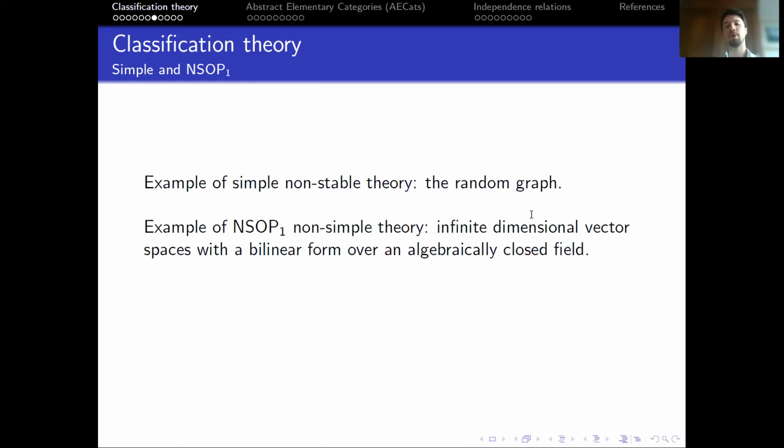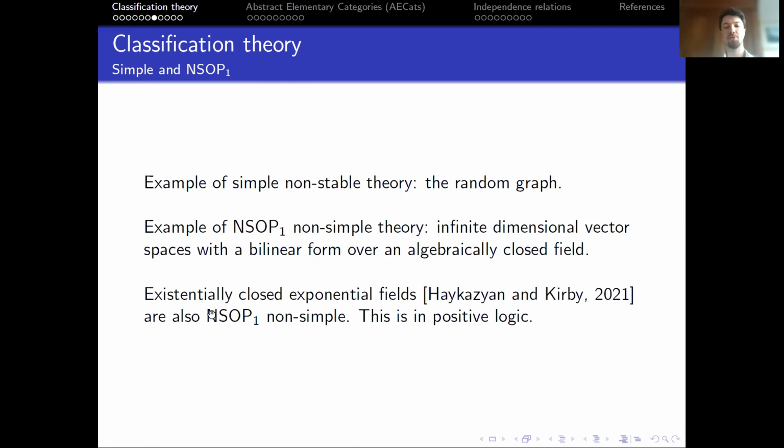And there's, of course, also an example of an NSOP1 non-simple theory, for example, the infinite dimensional vector spaces with a bilinear form over an algebraically closed field. So this is non-simple and is also non-stable. So these inclusions are proper in the sense that we have examples showing they do not reverse.